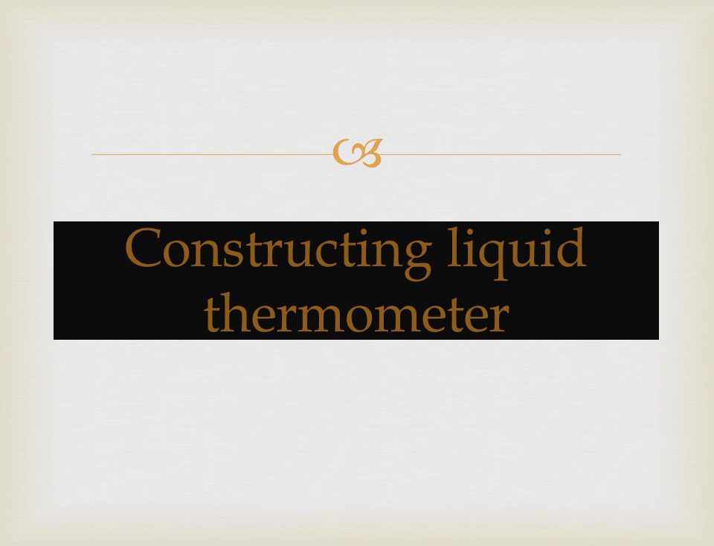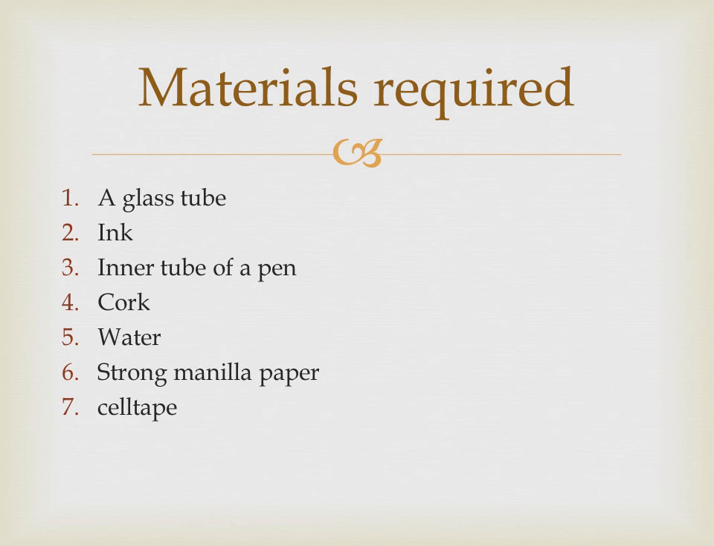We want to see constructing a liquid thermometer. How can you, as a class, as pupils of class 5, construct this? Materials required: a glass tube, ink, inner tube of a pen, cork, water, strong manila paper, and tape.